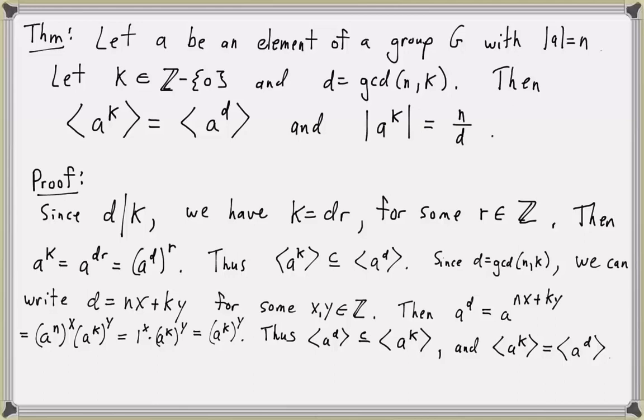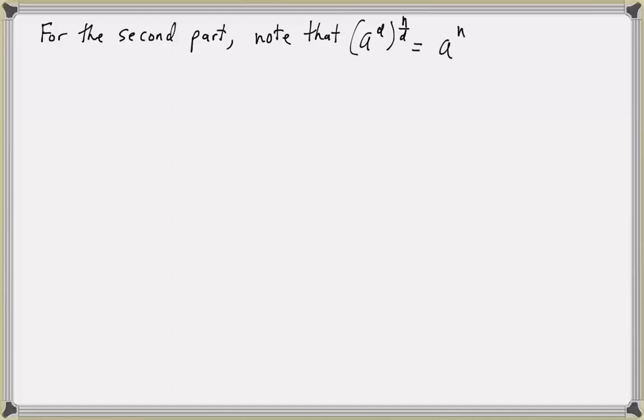Now we need to show that the order of a to the k is n over d. So for the second part, note that a to the power d raised to the n over d power is just equal to a to the power n, which is the identity, because a has order n. So clearly the order of a to the d must be less than or equal to n over d. Now we'll show that it can't be less than n over d.